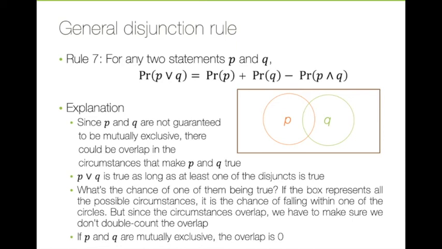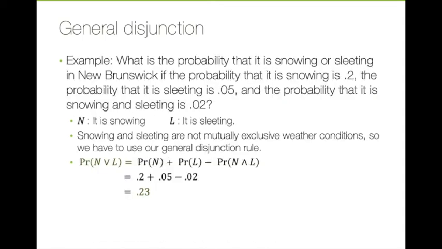Subtract the probability of P and Q. That's what that overlap is. And we can get back to our simple disjunction rule from this. If P and Q are mutually exclusive, then the overlap is 0, so that last term gets canceled out. Now let's look at a pretty straightforward example of this general disjunction rule.